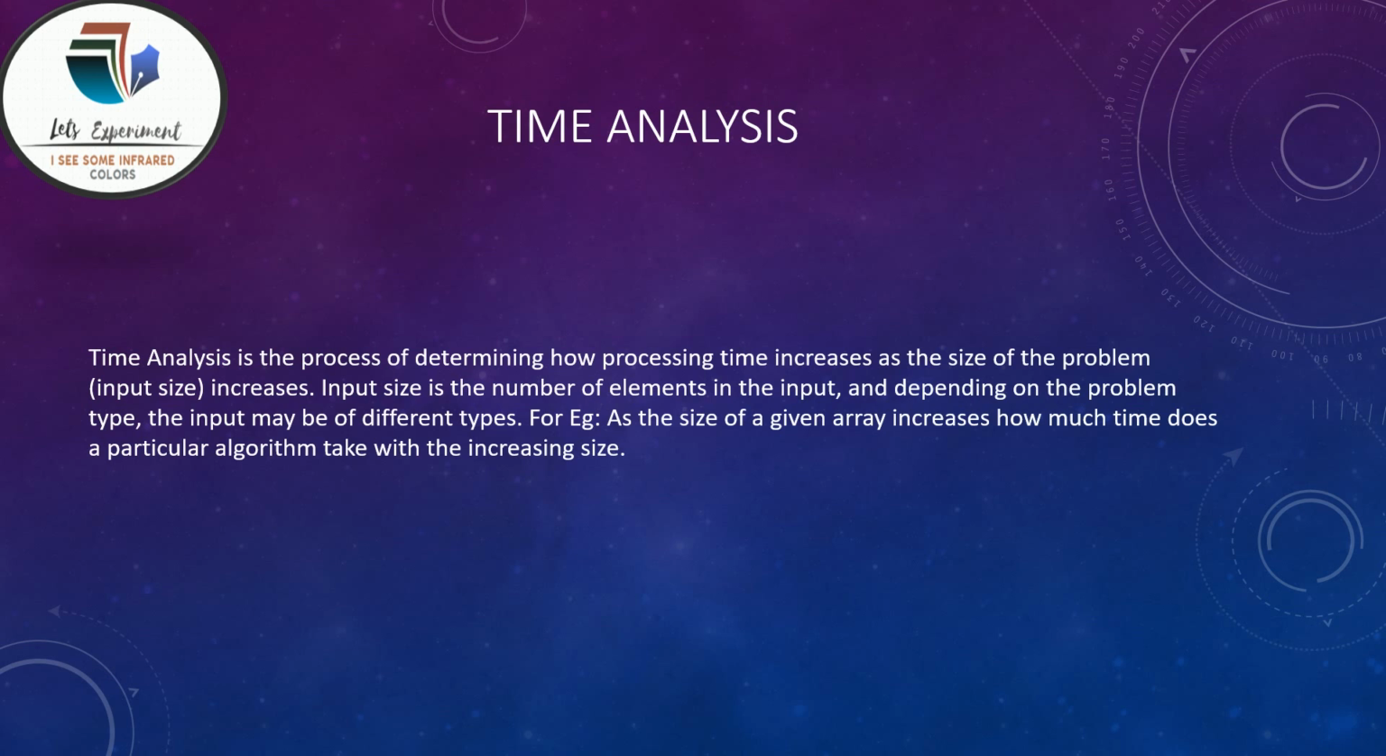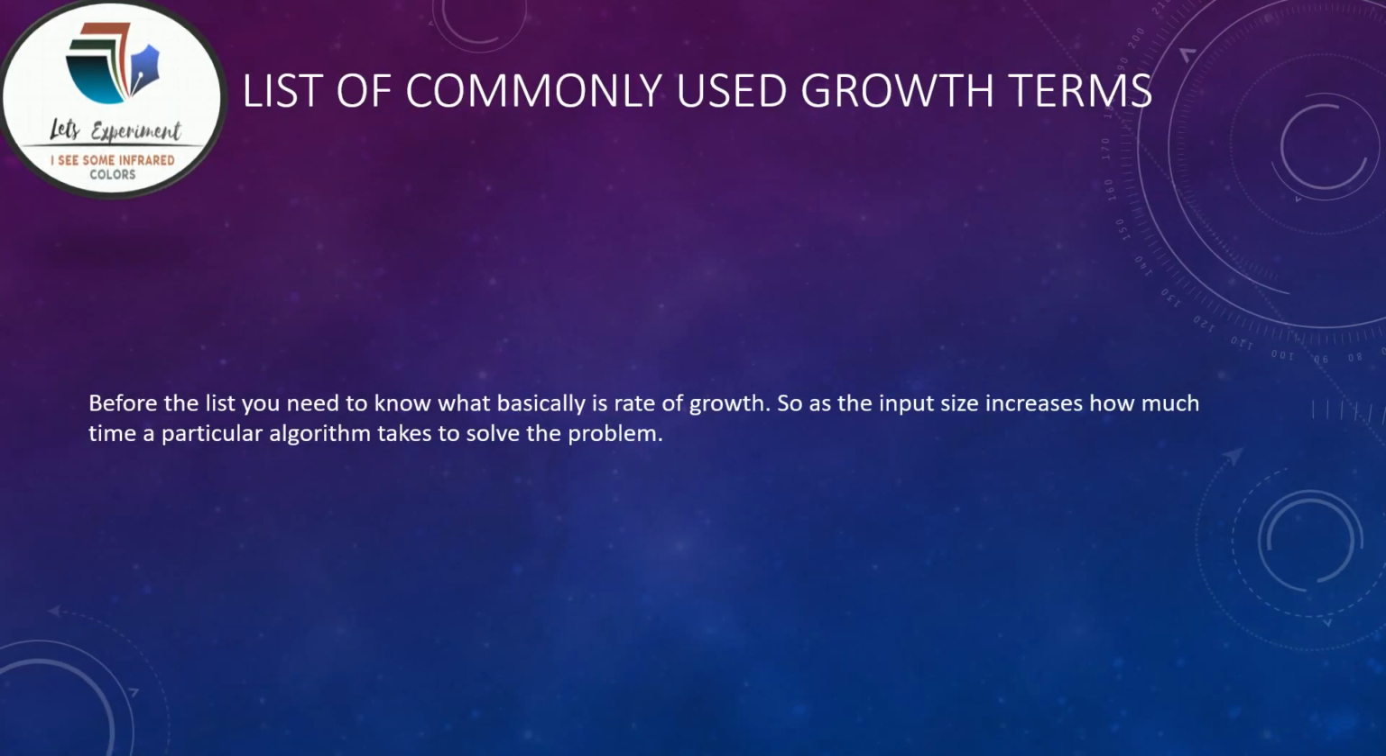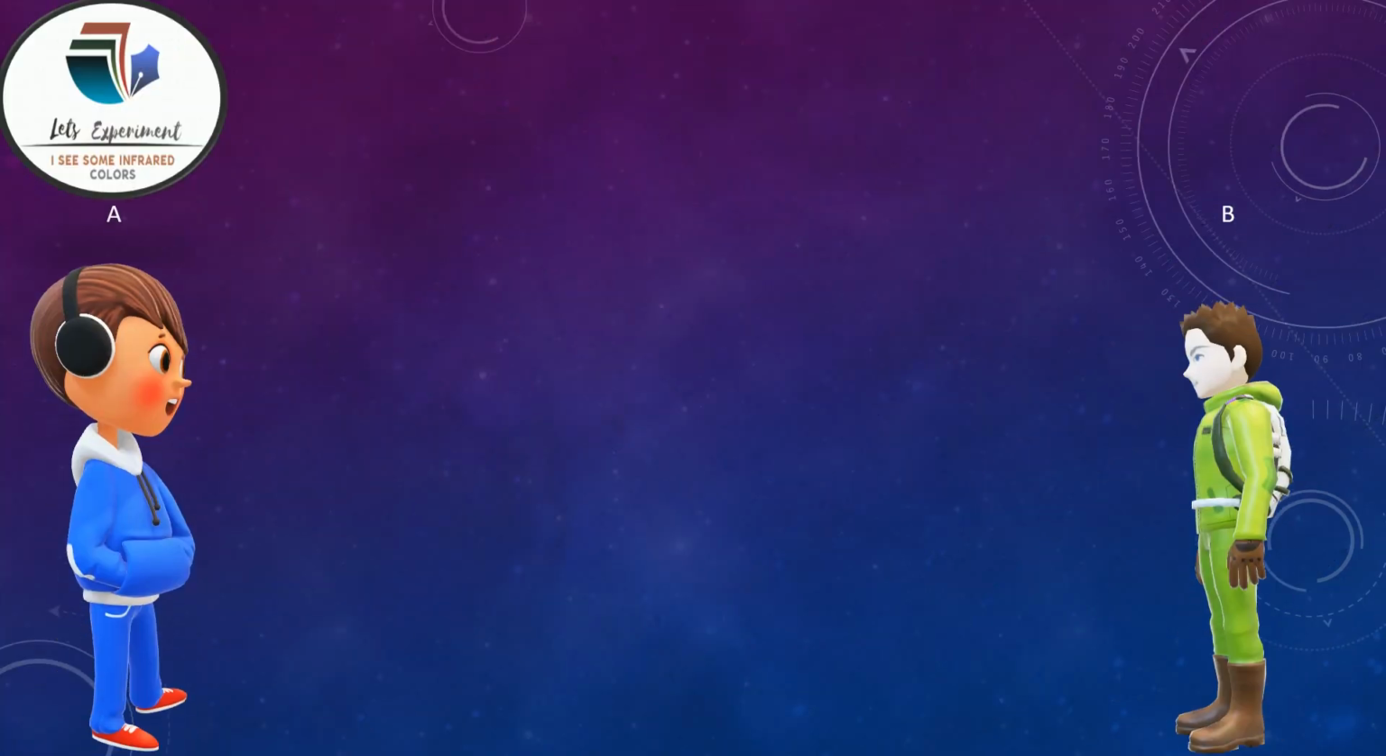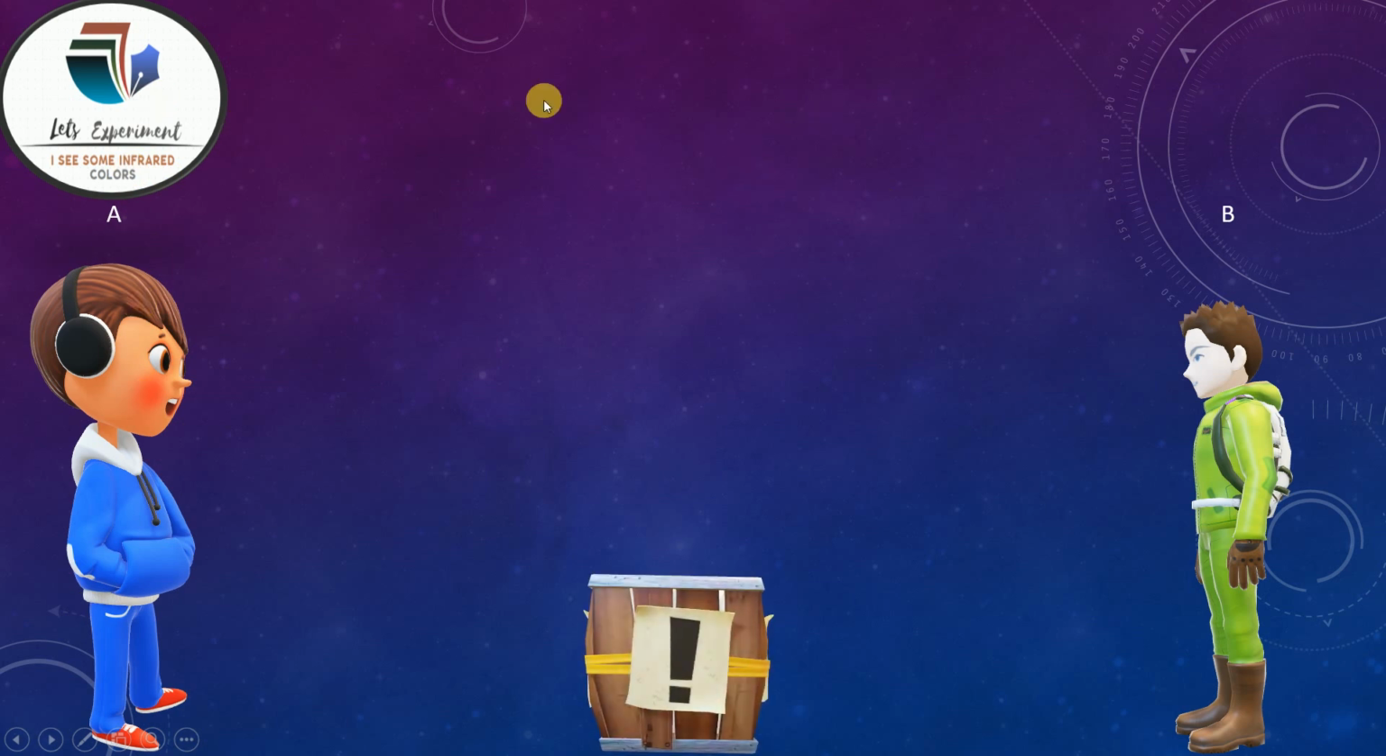The next topic we are going to cover is list of commonly used growth terms. Before diving into it, you need to know the basic definition of the rate of growth, right? Let's ignore this bookish definition and understand this with one example. Let us consider there are two boys. This is boy A and this is boy B. You need to compare these boys to algorithms. This is one algorithm and this is a second algorithm, and they need to pick up this box. Boy A and boy B take the same time to pick this one box up. So till now we know that they take the same time to pick up the box, right?